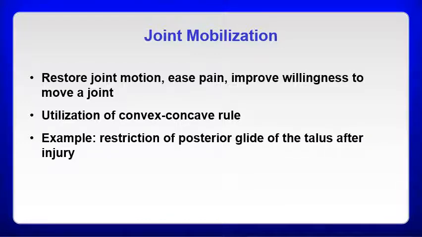So for instance, a restriction of a posterior glide of the talus after injury. Many times individuals, particularly with ankle sprains, can lose dorsiflexion, and sometimes that could be just due to the actual joint capsule itself. So you would think, well, they lose dorsiflexion, let's stretch the gastroc and soleus to improve that. Well, if the restriction is at the joint, stretching the gastroc and the soleus is only going to do so much. So what we need to have happen is we need to restore that posterior glide to help improve the dorsiflexion, and you'll do that through a joint mobilization technique.